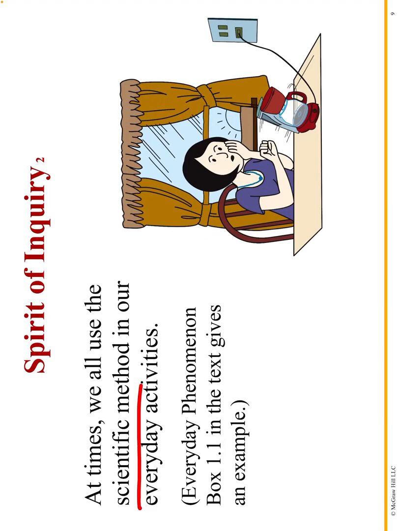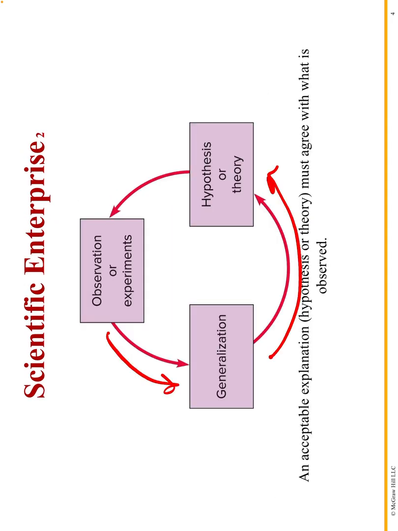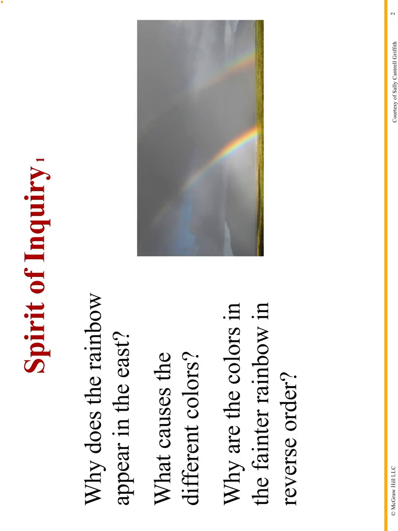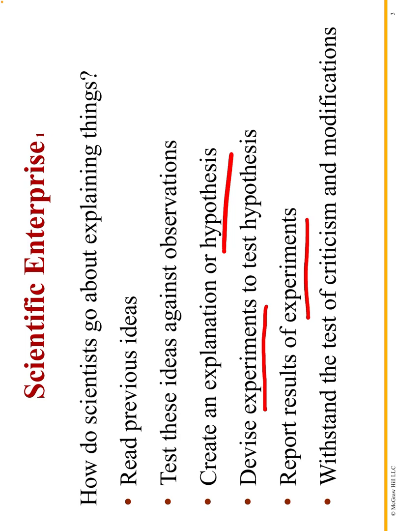And the scientific method goes back to those steps that we talked about a few slides ago. Let me go back to it really quick. I don't really like the graph, but this is basically the scientific method. They're calling it the scientific enterprise here. But you need to do research, you need to come up with some kind of explanation or hypothesis, you need to come up with an experiment to test your hypothesis, and then you have to report it.